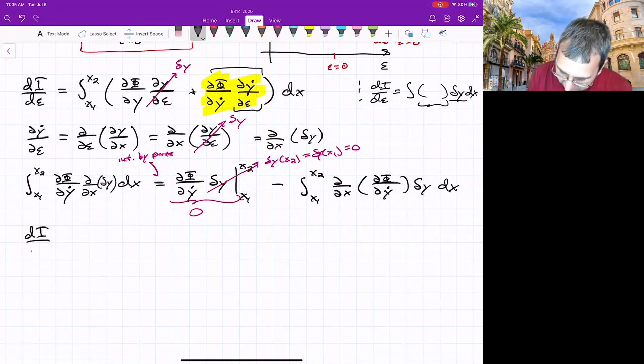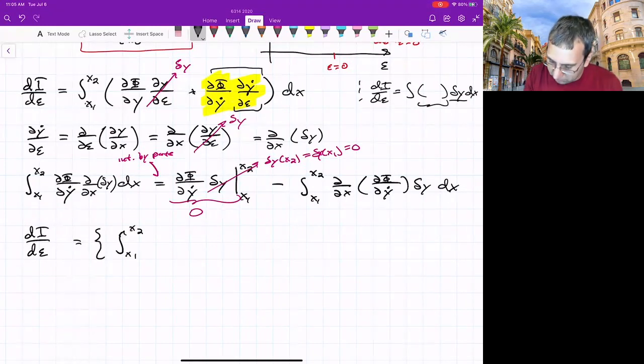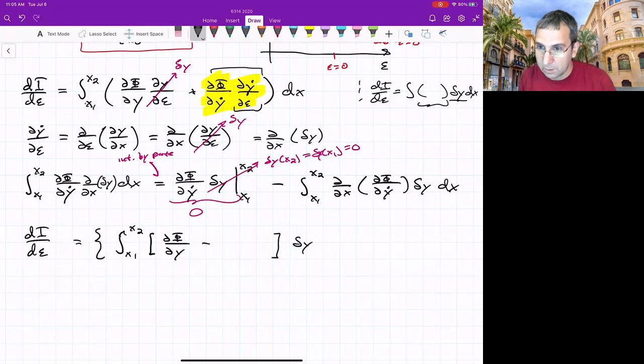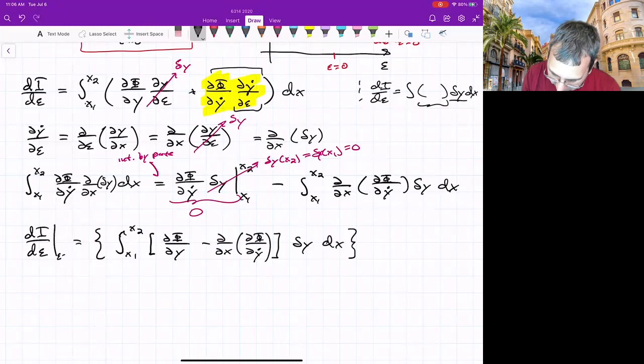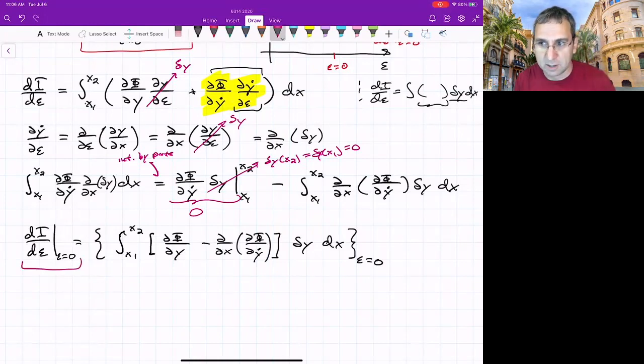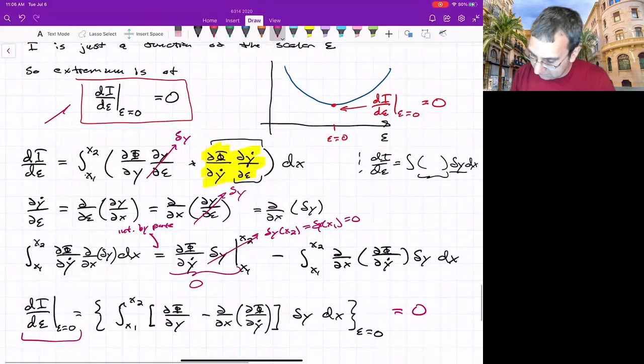And now we could write dI/d epsilon equals, and I'll use curly brackets. Kind of running out of brackets. The integral from x1 to x2. Now maybe I'll use square. This is partial phi partial y. I'm pulling out an overall delta y. So delta y times this is minus partial with respect to x of partial phi partial y dot. Okay, and this is all evaluated at epsilon equals 0. So maybe we just remind ourselves of that. And right, this thing, dI/d epsilon needs to equal 0 for us to be at an extremum.